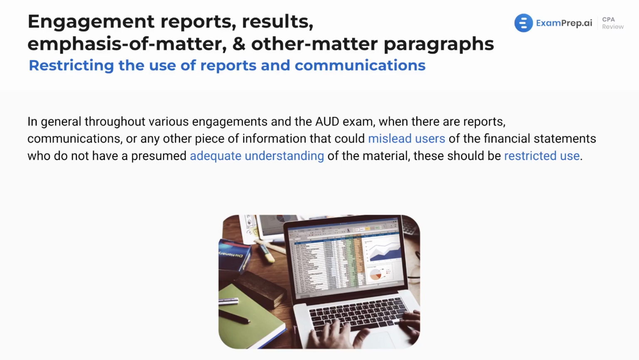Talking in general about restricted reports and communicating that, throughout various engagements and the audit exam here, when there are reports, communications, or other pieces of information that could mislead users of the financial statements who do not have a presumed adequate understanding of the material, these should be restricted use. This is something we've gone over, something we'll continue to go over.